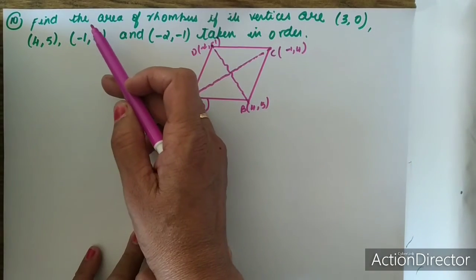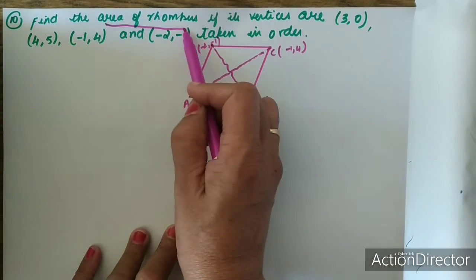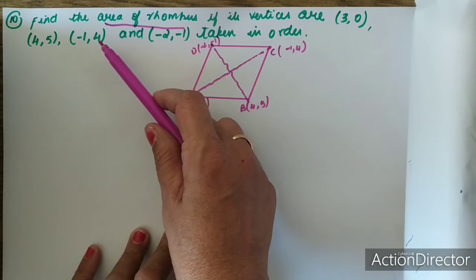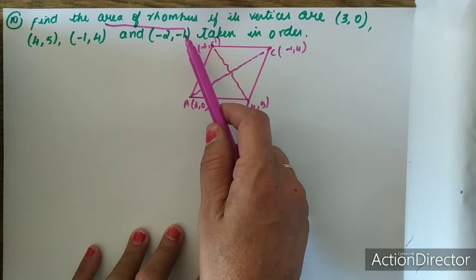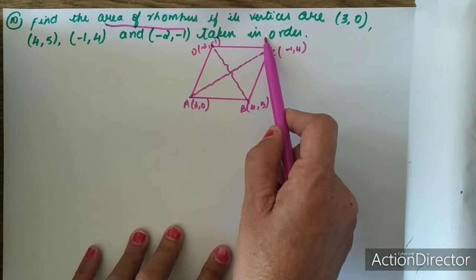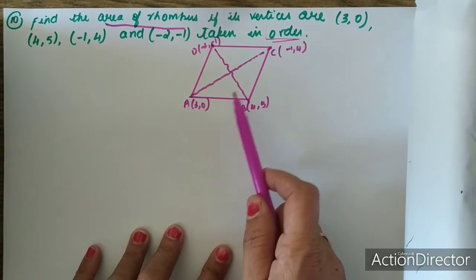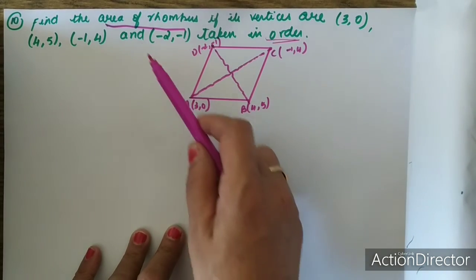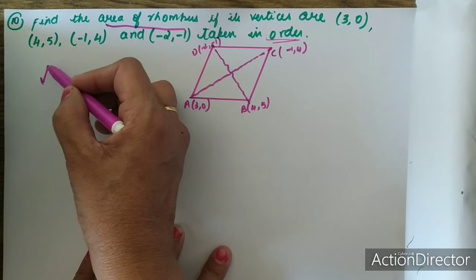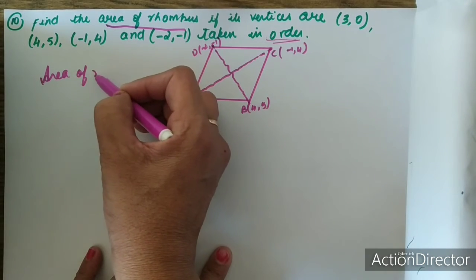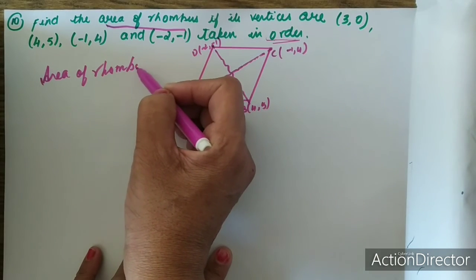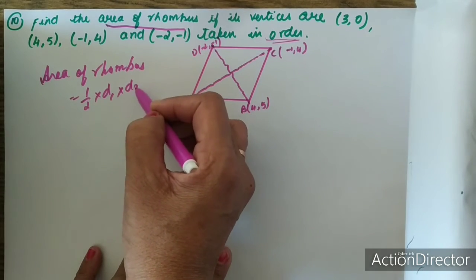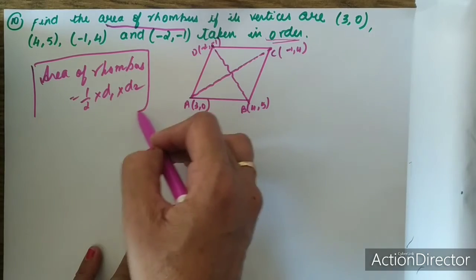Moving on to 10th question. Find the area of rhombus if its vertices are (3, 0), (4, 5), (-1, 4) and (-2, -1) taken in order. In all these types of quadrilaterals, you have to take these coordinates only in order. So what is the formula for area of rhombus? Area of rhombus is equal to half D1 into D2, that is half diagonal 1 into diagonal 2.